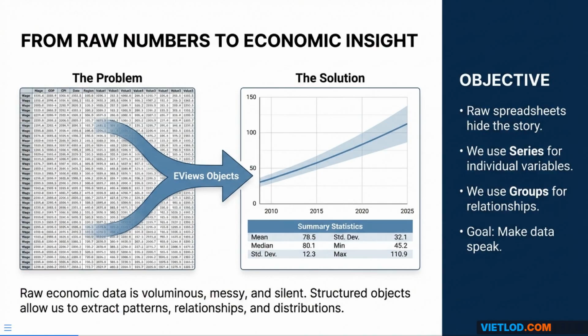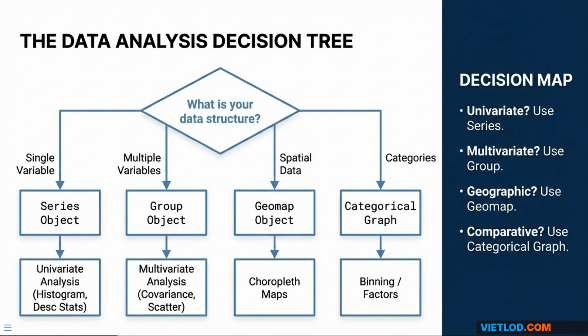Raw spreadsheets, like the one on the left, are often overwhelming and hide the underlying story. They are voluminous, messy, and silent. To make sense of this, we use structured EViews objects. For individual variables like wages or CPI, we use a series object. To analyze the relationships between multiple variables, such as how wages and inflation move together, we use a group object. Ultimately, our goal is to make the data speak, revealing patterns, relationships, and distributions that are not obvious in a simple table.